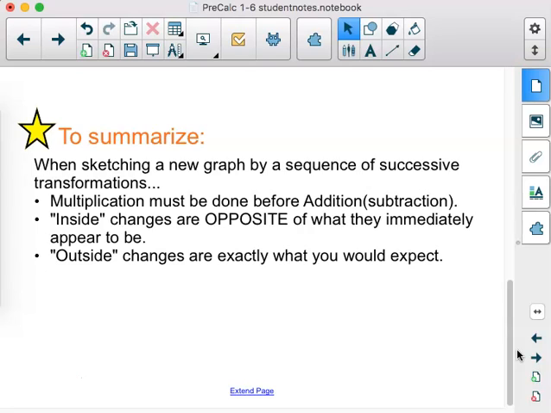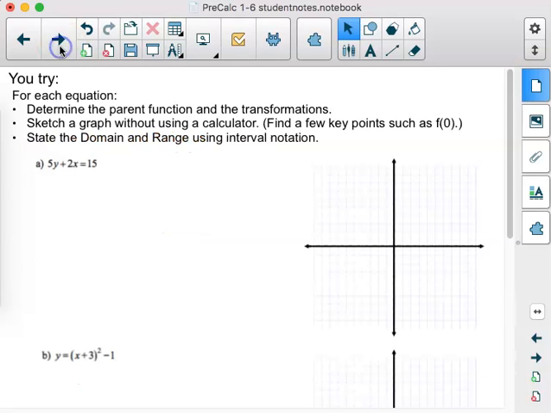To summarize, when sketching a new graph by a sequence of successive transformations, multiplication can be done before addition and subtraction. The inside changes are the opposite of what they immediately appear to be. So keep in mind that x is the little brat of the process. It always does the opposite of what we think it should be doing. And then those outside changes are exactly what we would expect. So x is the trouble causer. And if you just think opposites of x, you're going to be just fine.